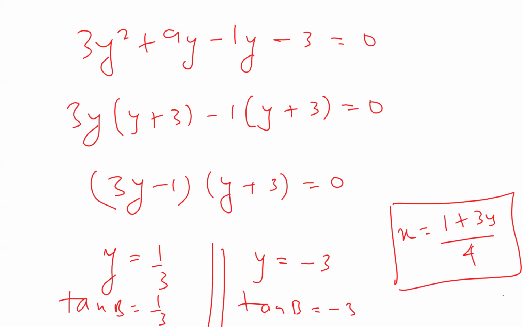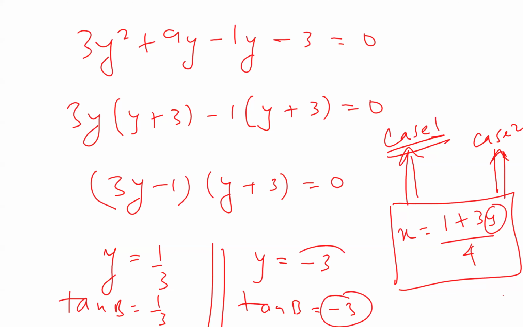So there will be two cases after this. Case 1, put y as 1 by 3. You get a value of x, that will be tan A. Case 2, put the value of y as minus 3. Whatever x value you get, that will be the value of tan A. So you'll get two different values of x and both the values will be tan A. So solve case wise after this. The solution will be over.